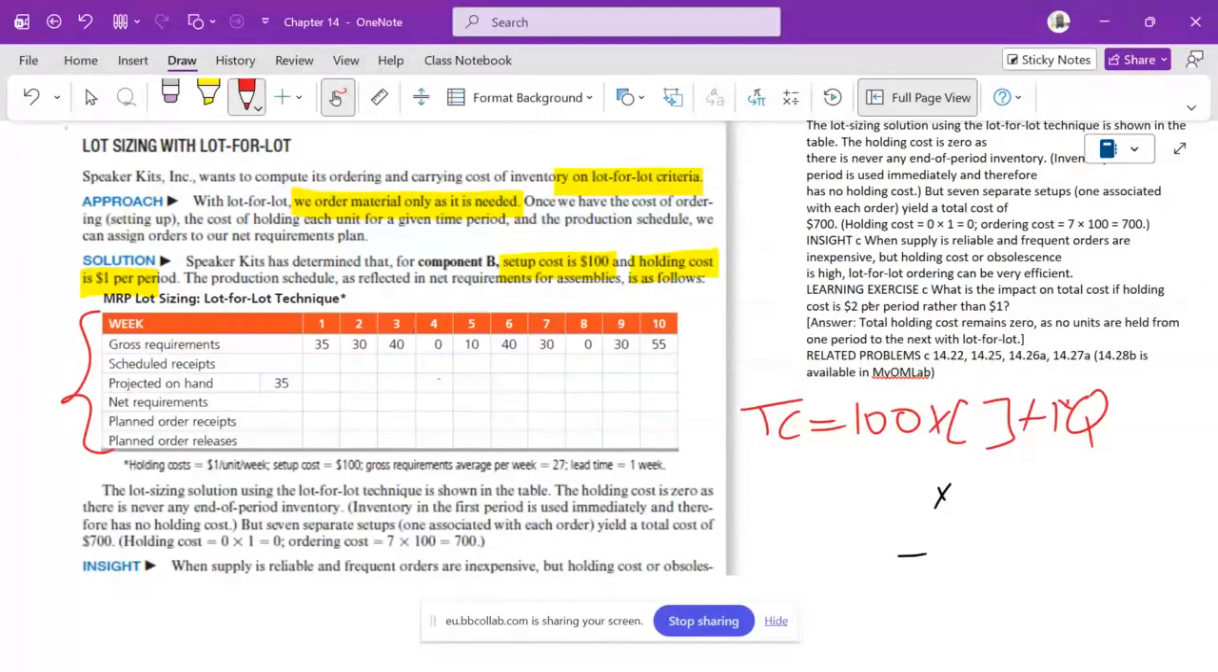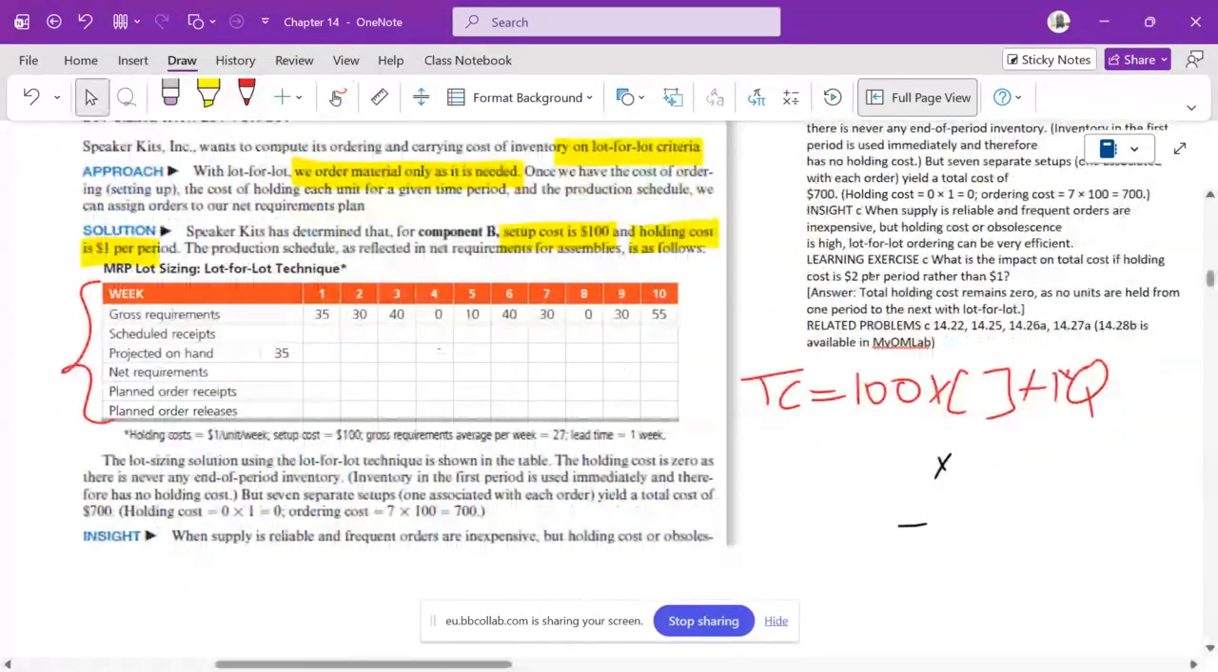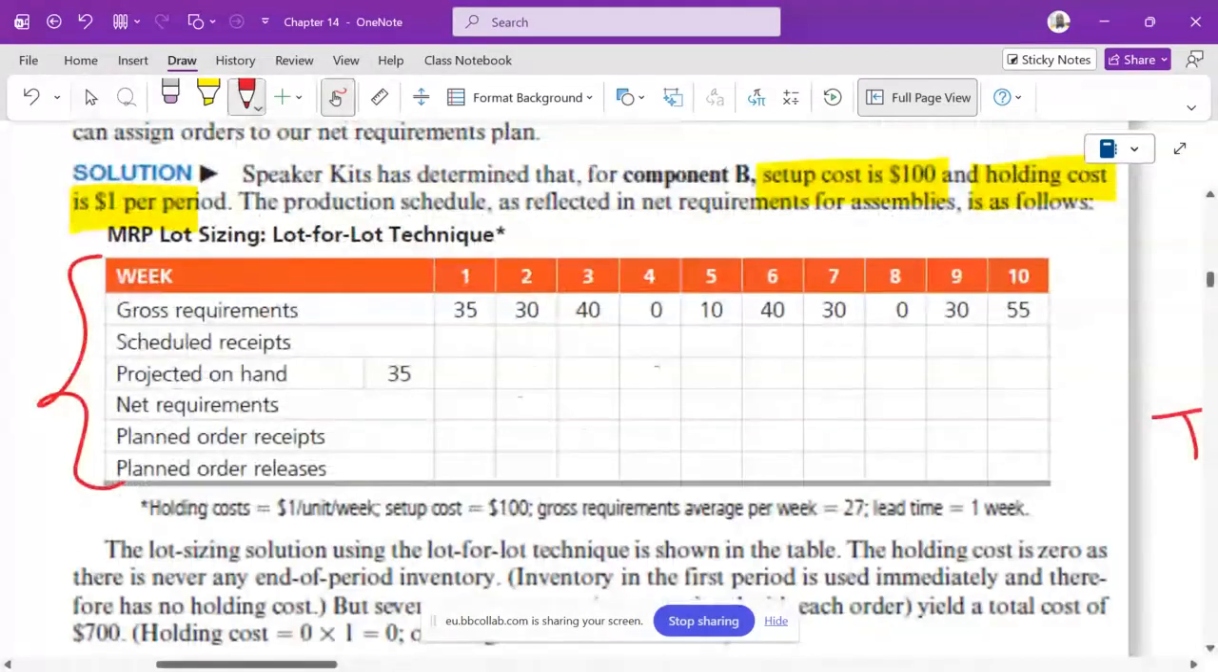So now we start. We have 35 on hand. 35 minus, you must always, what you have, what is required. 35 minus this, 35 minus that, the answer becomes 0. Therefore, you don't need to order anything. You have satisfied the requirement.